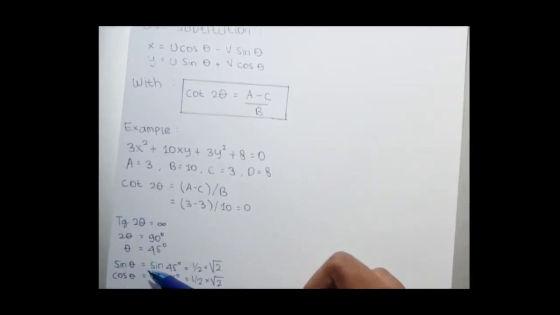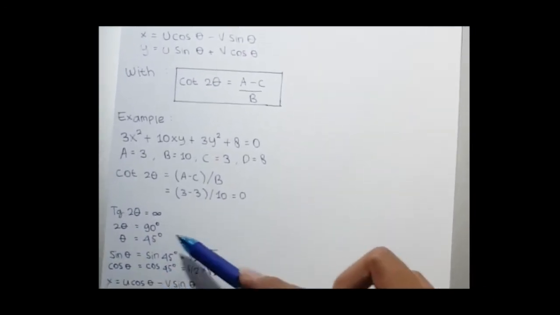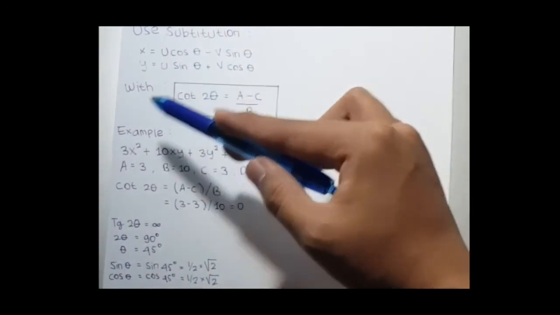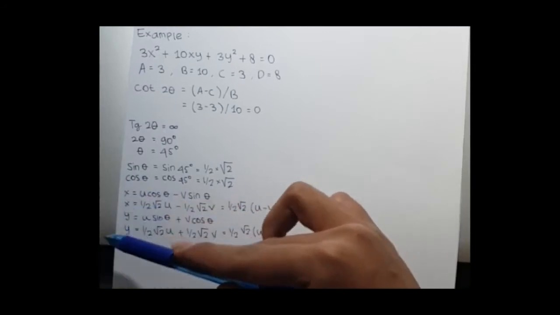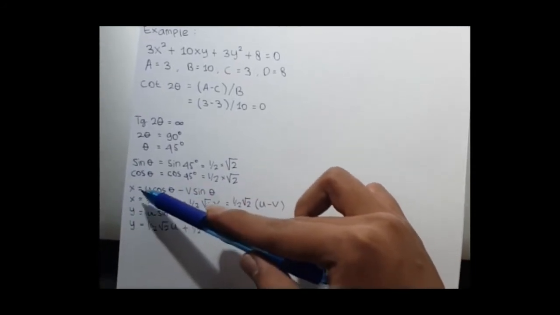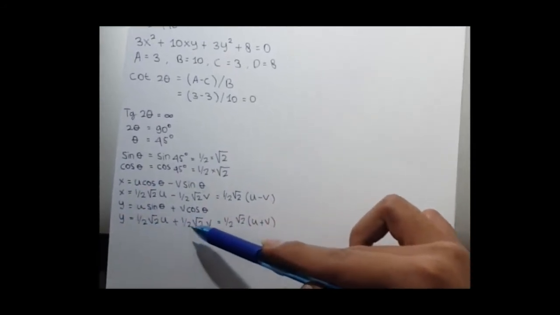And sin theta is equal to this one, which we get from the formula here. So we know sin theta. After that, we are going to find the x, which is this one, and y is this one.